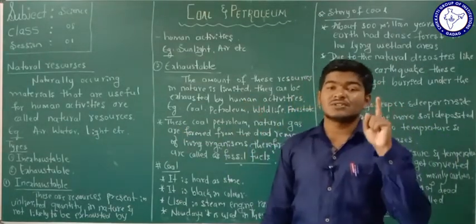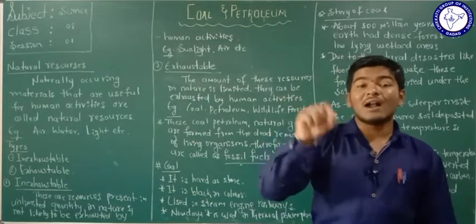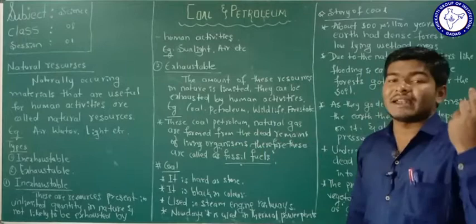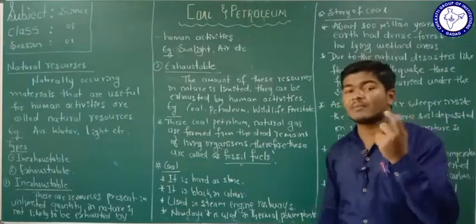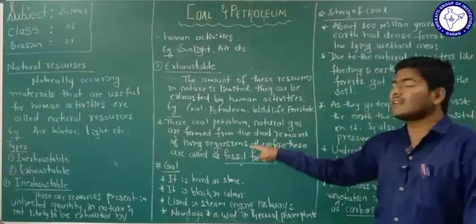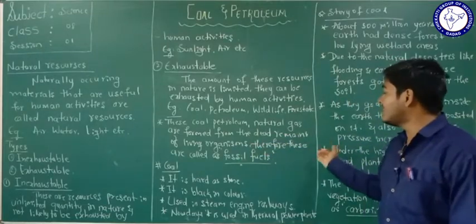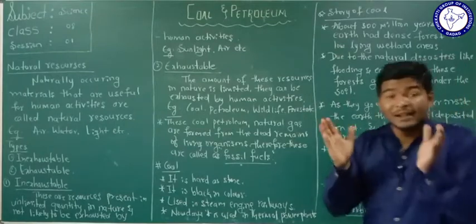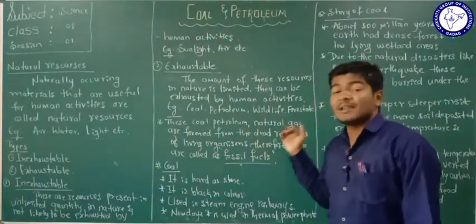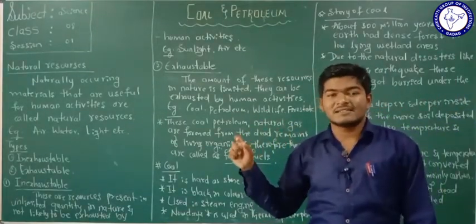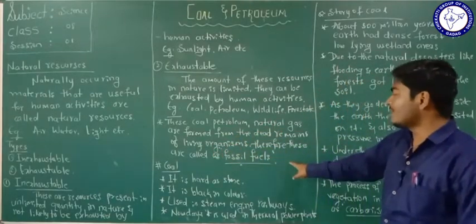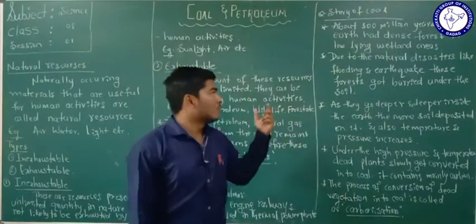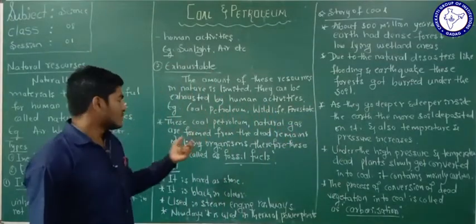A one mark question that could be asked in your examination: what are fossil fuels? Coal, petroleum and natural gas are formed from the dead remains of living organisms. Therefore, these are called fossil fuels. Under that, we are going to consider one of the most important exhaustible natural resources, that is coal.